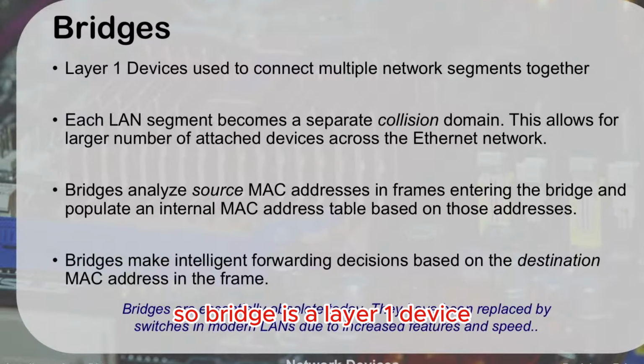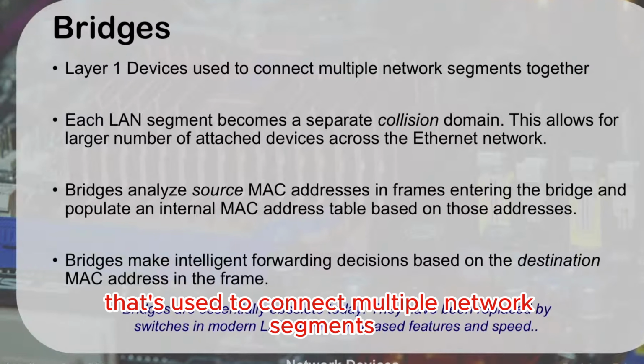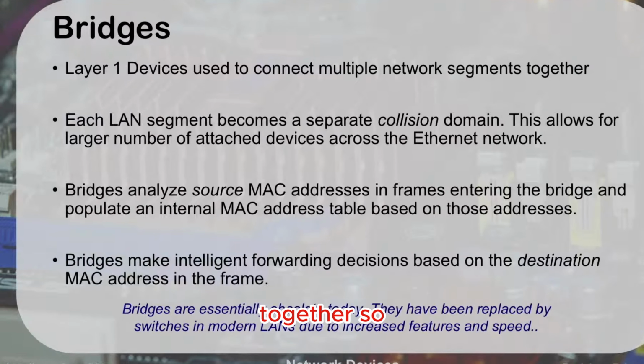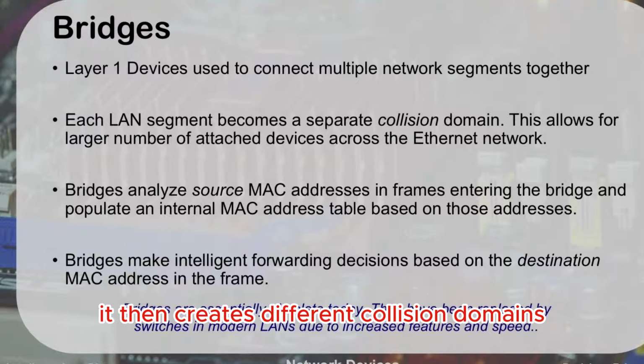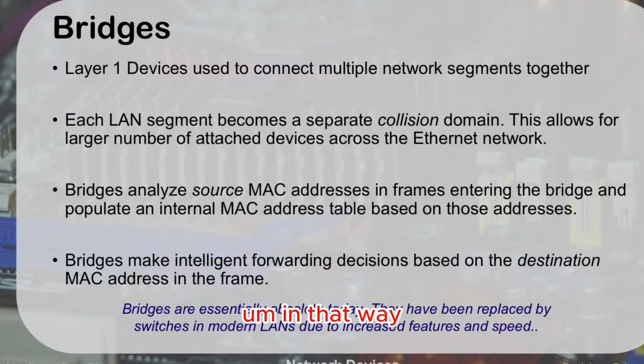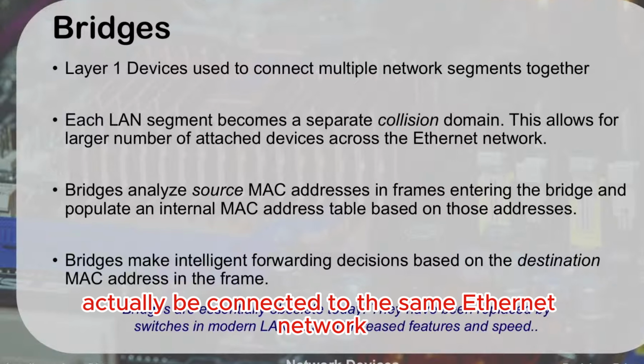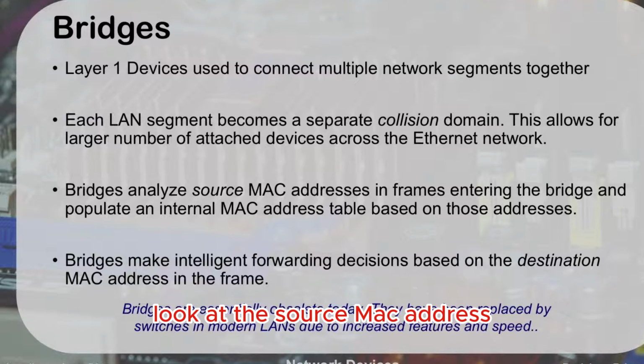So a bridge is a layer 1 device that's used to connect multiple network segments together. So if I have a LAN on one side and a LAN on another side, I want to connect them together, you could bridge them together using this device. It then creates different collision domains, and that way large numbers of devices can actually be connected to the same Ethernet network. And the way bridges work is they actually look at the source MAC address and the destination MAC address, and they build a table based on that.